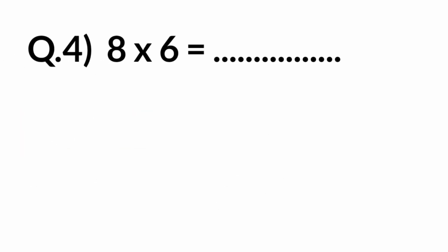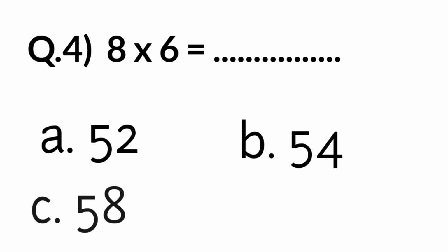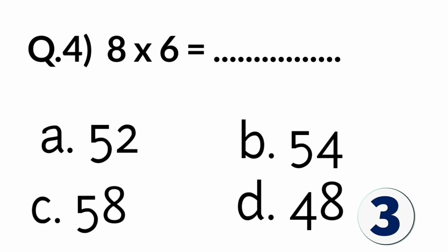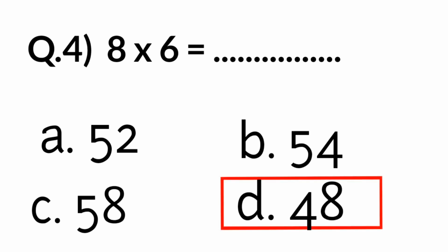Question number 4. 8 multiplied by 6 is equal to option A 52, option B 54, option C 58 and option D is 48. The correct answer is option D 48.